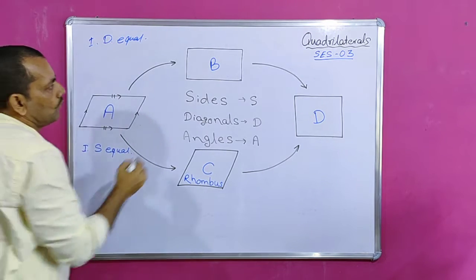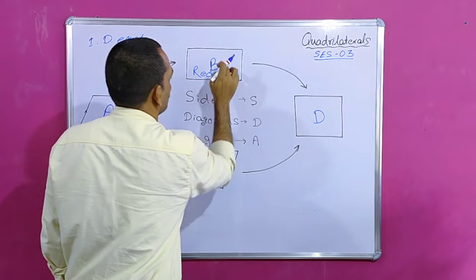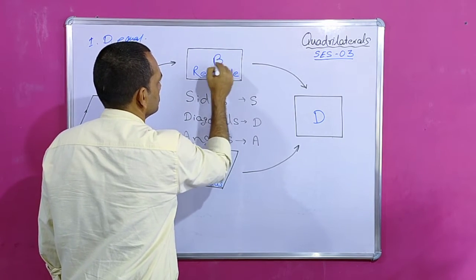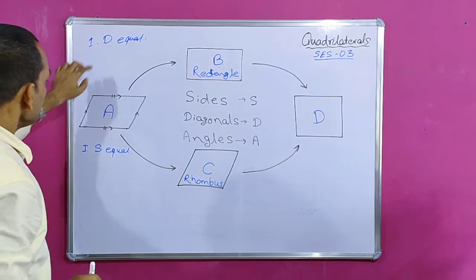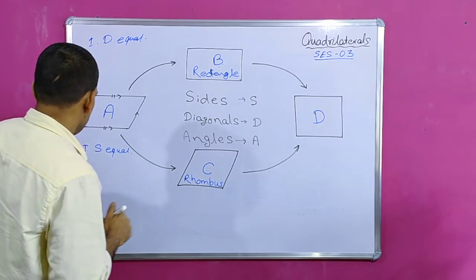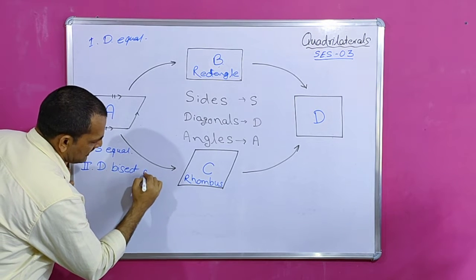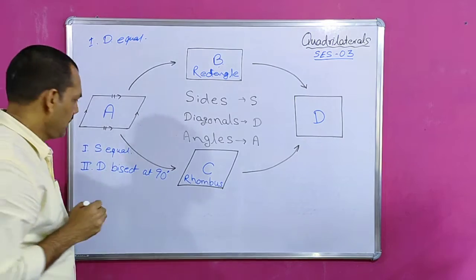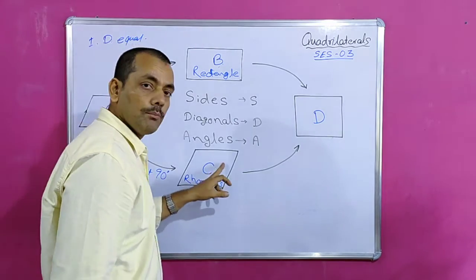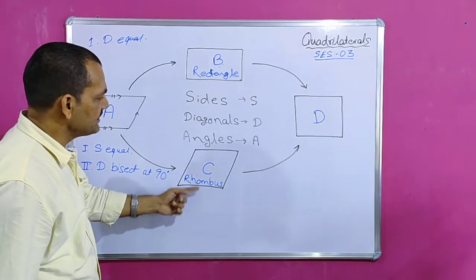If diagonals are equal, then it's a case of rectangle. So this figure B is actually a rectangle. So in case of a parallelogram, if the diagonals are equal, it will result in a rectangle. But if the diagonals bisect at 90 degrees, then a parallelogram will become a rhombus. Why? Because in a rhombus, diagonals bisect each other at 90 degrees. So this is the case.